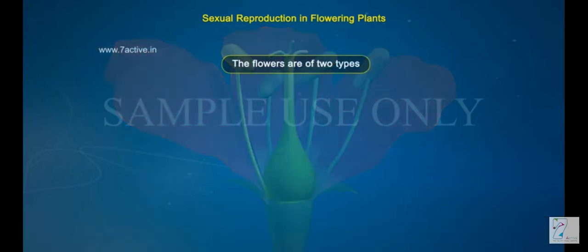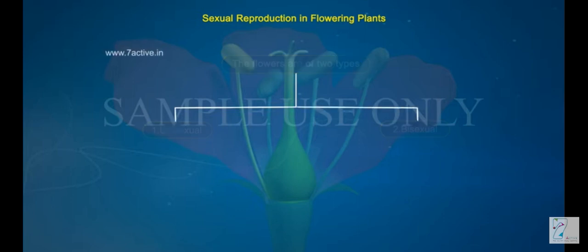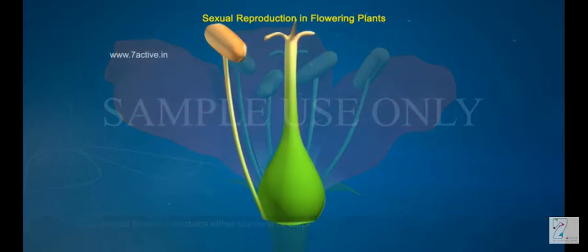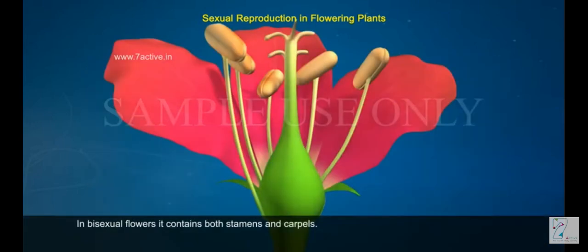The flowers are of two types: 1. Unisexual and 2. Bisexual. Unisexual flowers contain either stamens or carpels. Example, papaya, watermelon. Bisexual flowers contain both stamens and carpels.